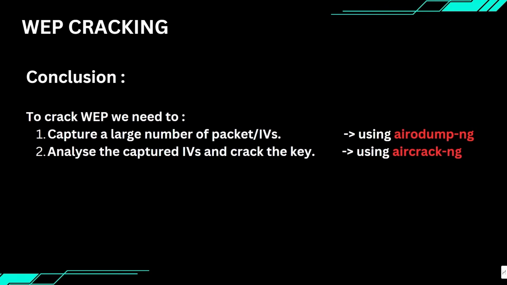So in the previous lecture, we discussed the theory behind WEP cracking. Today we will take it a step further and perform it in practice. To crack WEP encryption, the first thing we need is a large number of packets or IVs. These IVs are short and will eventually repeat, which allows us to perform a statistical attack using the tool Aircrack-ng. We will begin by using airodump-ng to capture packets.